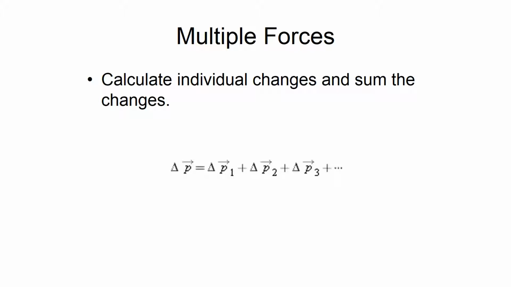When you have multiple forces, in this formula here, delta P1 represents the effect, the impulse caused by the first force, plus the impulse caused by the second force, plus the impulse caused by the third force, and so forth.